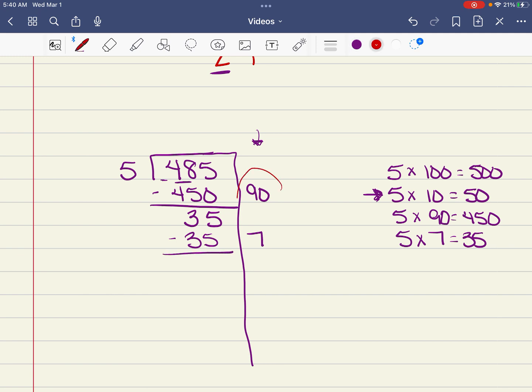Again, whatever we have over here is what our answer is going to be once we add it together. So 90 plus 7, right, is 97. So our answer, 485 divided by 5, is 97.